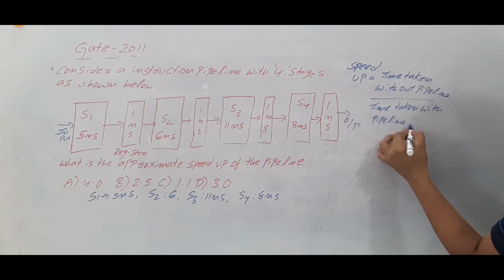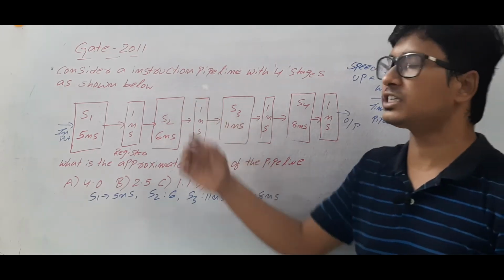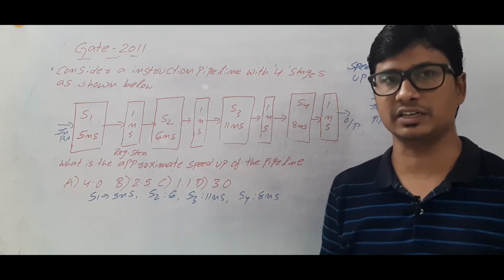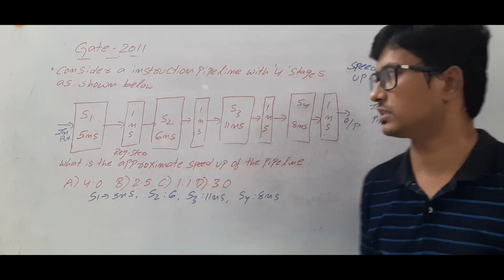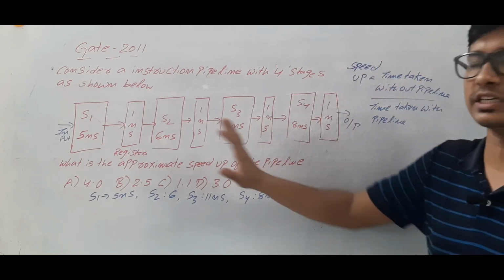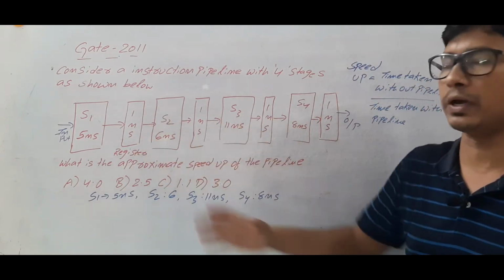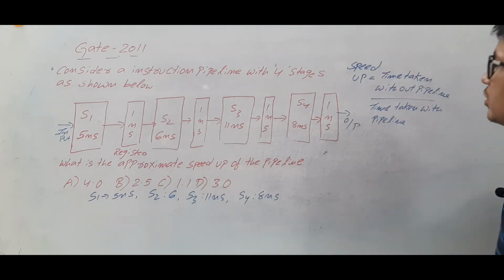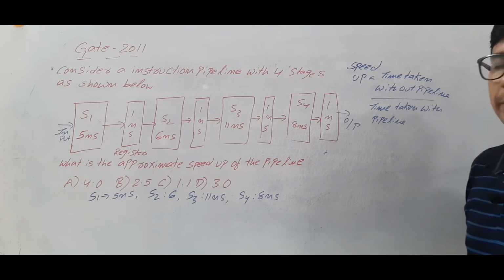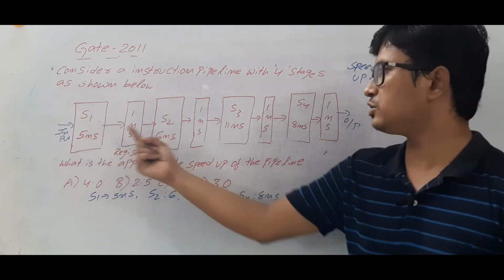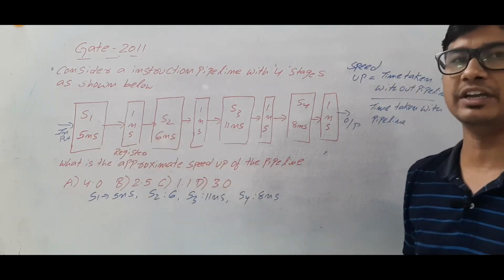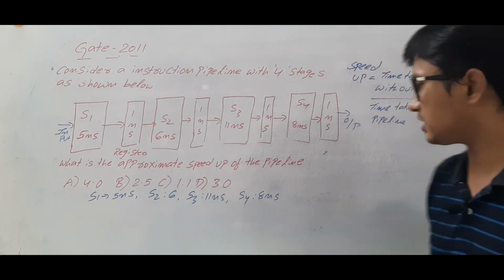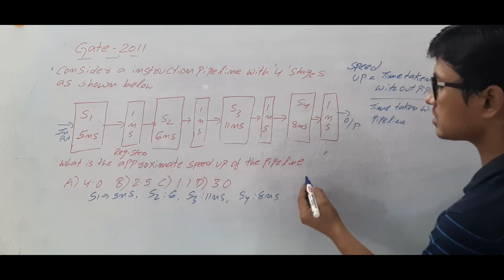Now, they did not give how many instructions you need to execute. So we will consider that only one instruction is there. I want to execute a single instruction with the pipeline and without pipeline, and calculate the speed up factor. First we will calculate with the pipeline. Each stage has a different delay, so how much delay do I have to consider? The max of all these.